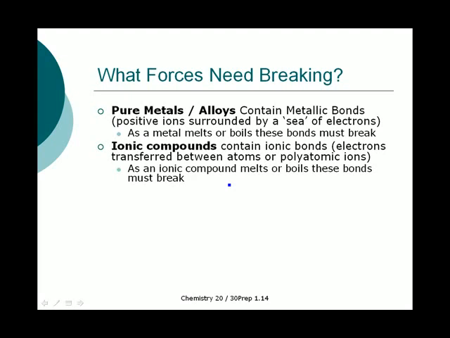When we look at ionic bonds, ionic compounds consist of two types of statically charged particles. Positively charged particles, the cations, and negatively charged particles, the anions, and they're attracted to each other. So in order to melt or boil an ionic compound, you have to be able to separate ions. So the bond you're breaking is the ionic bond.